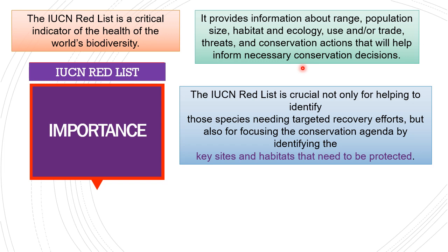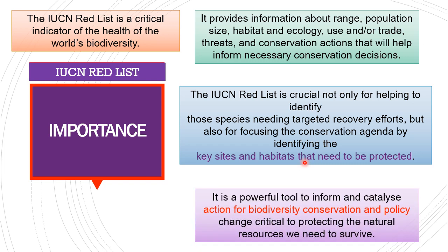Along with that, since species can only be conserved in their habitats, the IUCN Red List also gives us information about key sites and habitats that need to be protected, where these species are found. Conservation, we know, is a social process. And what we need to do from time to time is catalyze action for biodiversity conservation and policy. And the IUCN Red List has today become a powerful tool for the same.